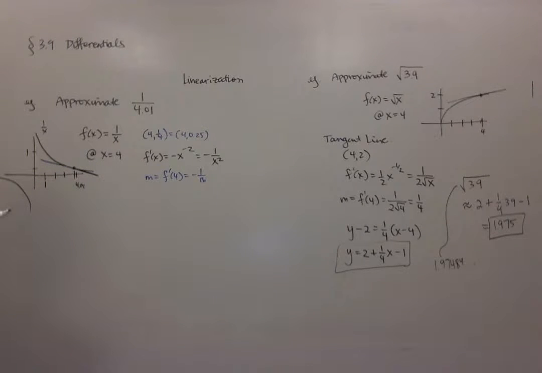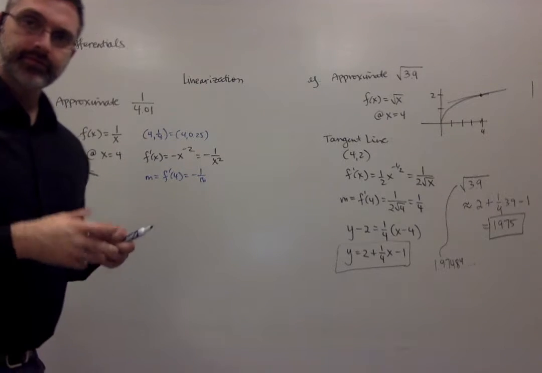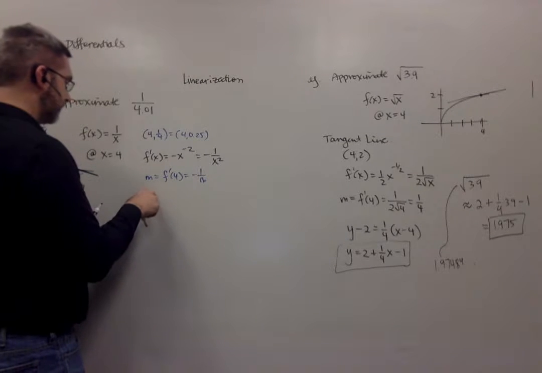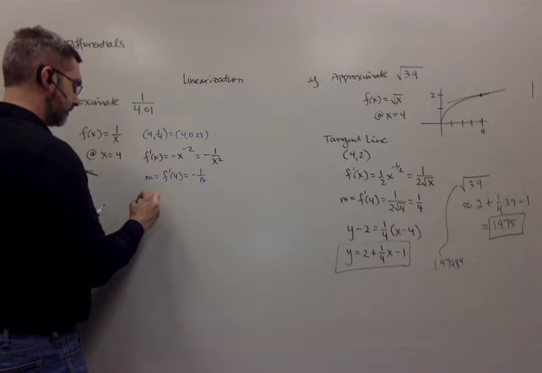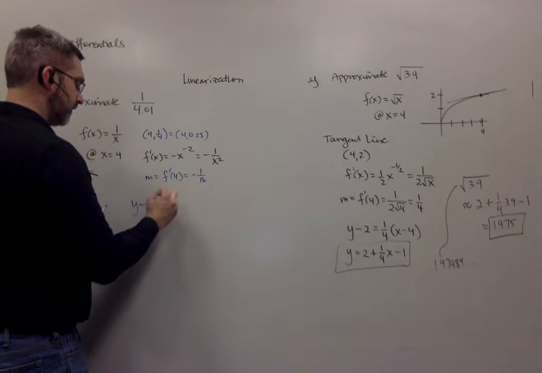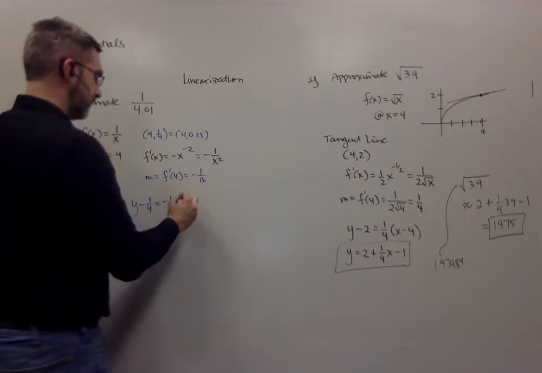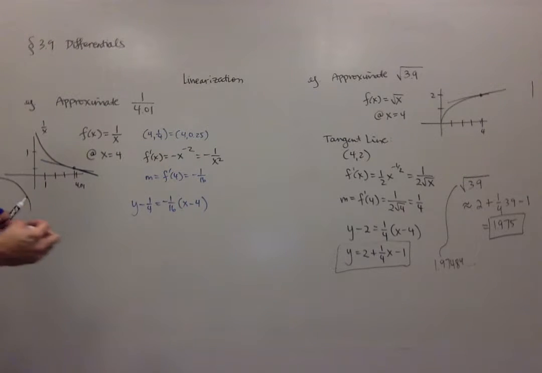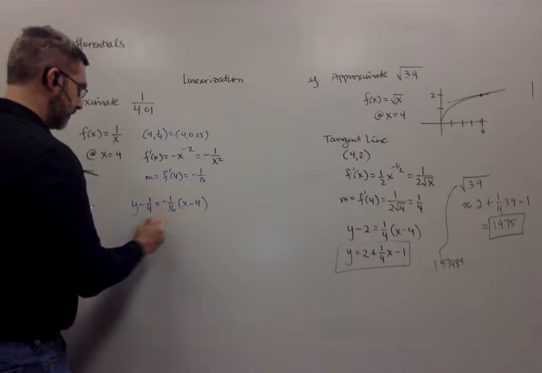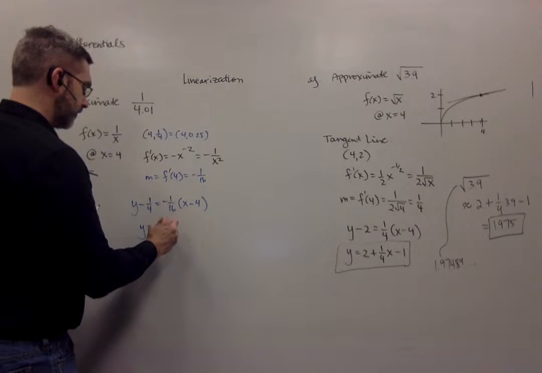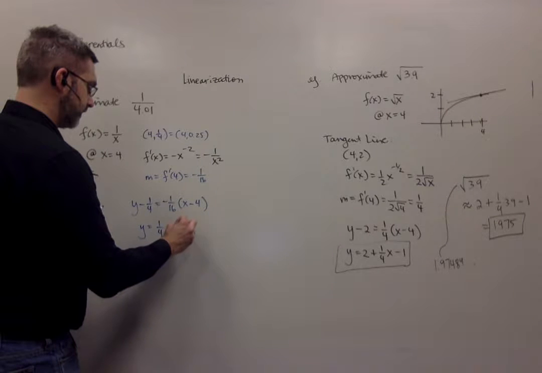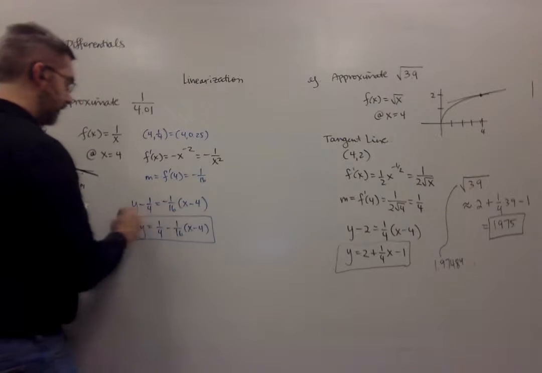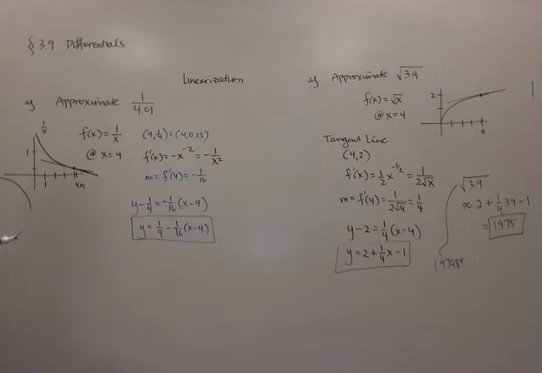And so my equation of my tangent line, my linearization, is y minus y1 equals slope times x minus x1. So in other words, my tangent line equation is y equals 1/4 minus 1/16 times x minus 4. That is my tangent line equation.